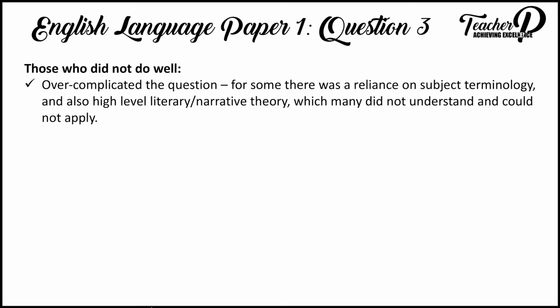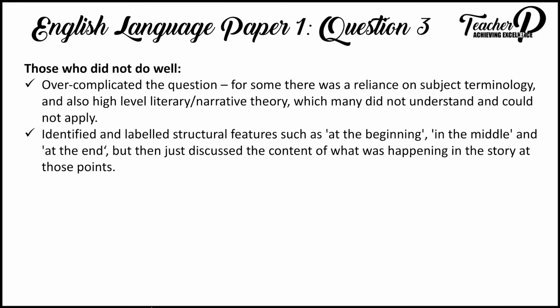summer exams. AQA have said the reasons behind students not attaining full marks on this question is because they overcomplicated the question, so there was a reliance on subject terminology, or they used high-level literary or narrative theories which many did not really understand and could not really apply to the text. They identified and labelled structural features such as at the beginning, in the middle and at the end, and then they just discussed the content of what was happening in the story at those points. In other words, they wrote a summary.